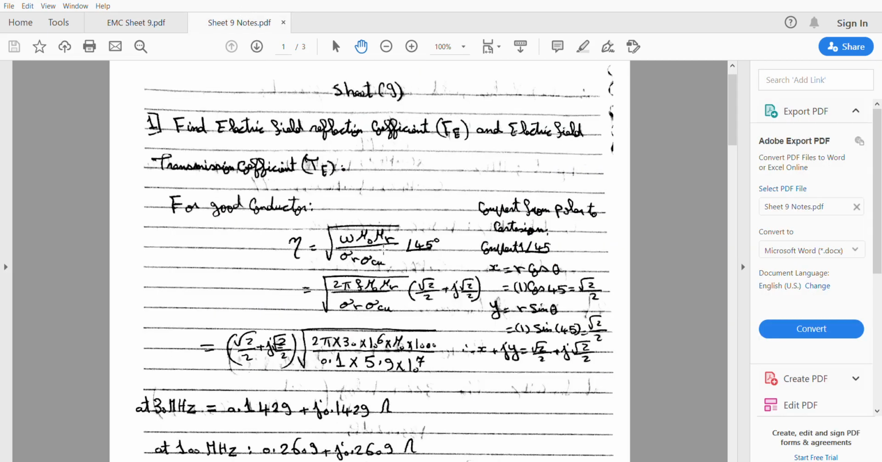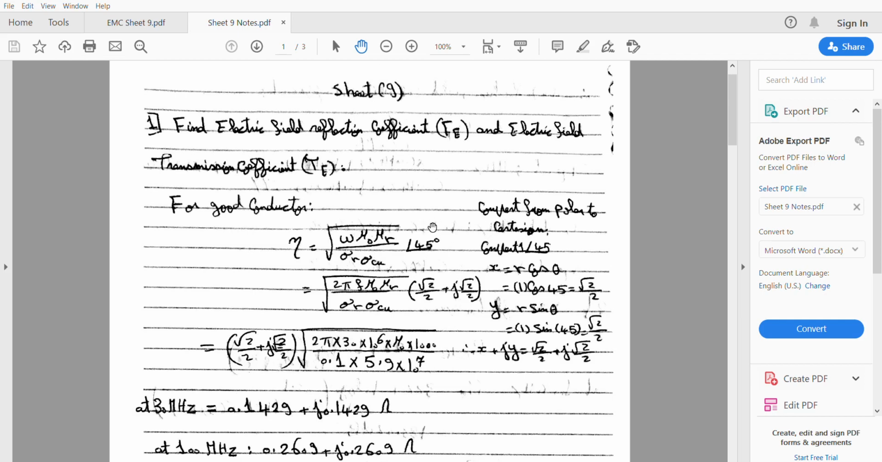So let's first get the value of the intrinsic impedance of the material, which is equal to the square root of omega mu naught mu r over sigma cu. Sigma is the conductivity of the material and sigma cu is the conductivity of copper.